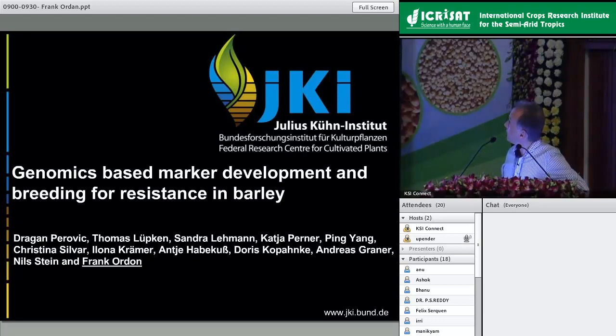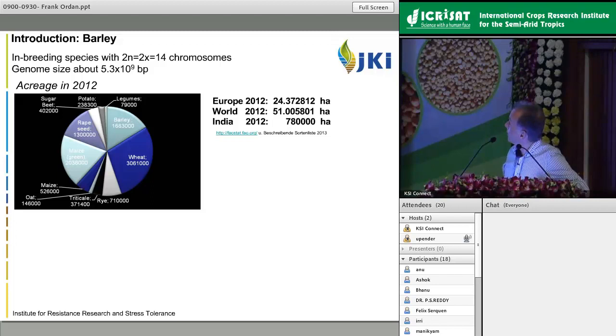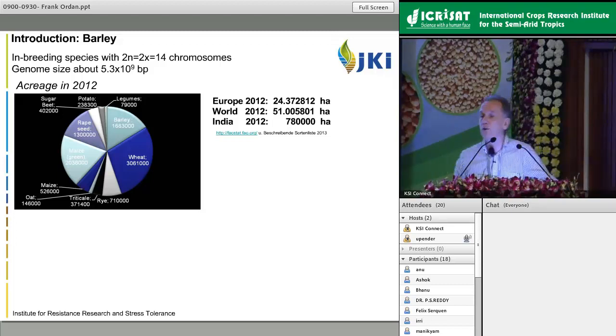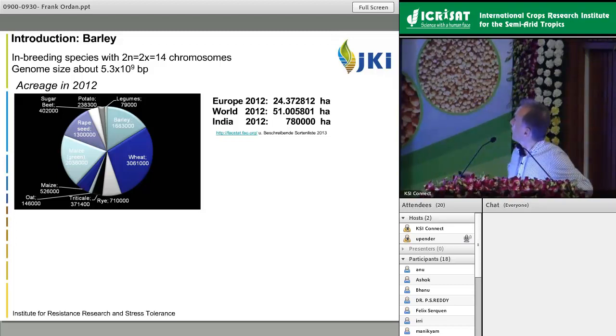Barley is an inbreeding species with 7 chromosomes and a genome size of around 5.3 gigabase. In Germany, it's the third most important crop species, and in Europe, it's grown on around 24 million hectares. On the worldwide level, it's the fourth most important species with 51 million hectares, but in India, it's of minor importance with only 780,000 hectares.